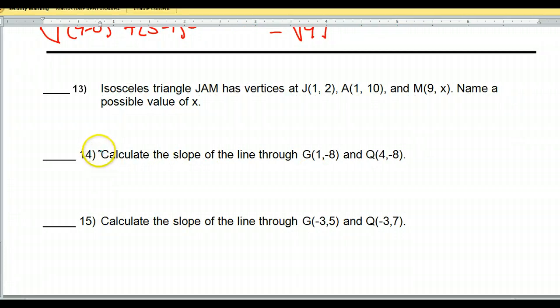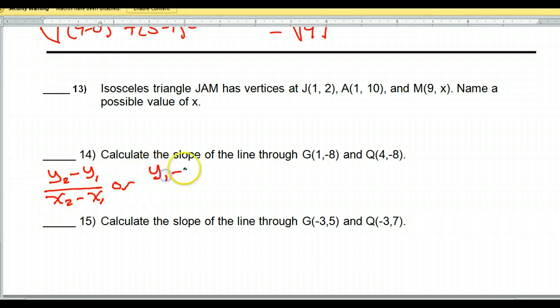Number 14. Calculate the slope of the line through this point. Okay, well, slope, of course, is y2 minus y1 over x2 minus x1, or you could do y1 minus y2 over x1 minus x2. Alright, as long as you do it the same way twice. So in this case, I guess it doesn't matter.